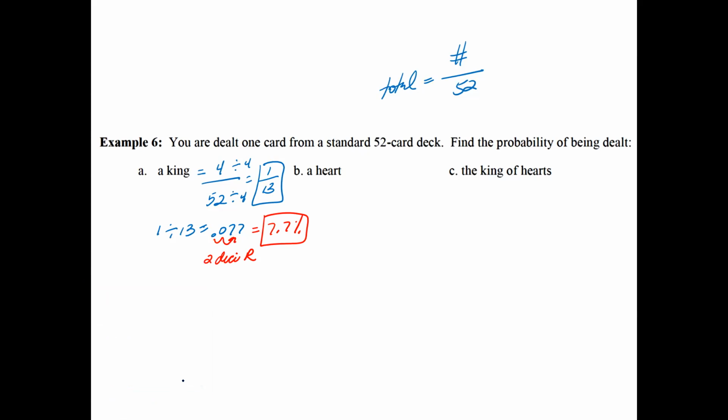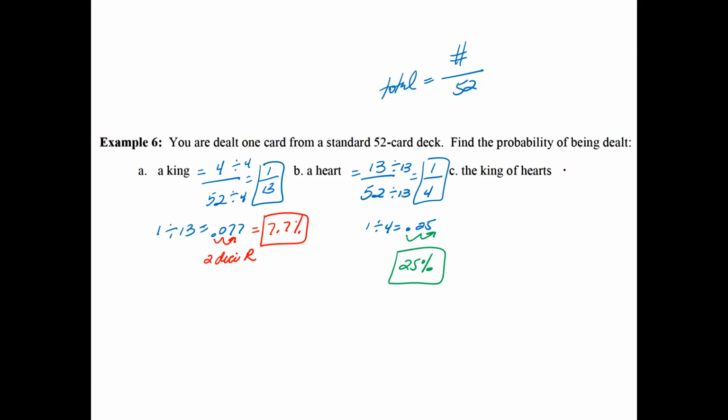What is the probability of getting a heart? Well, there are 13 hearts out of 52. I can reduce this if I divide the numerator and denominator by 13, which gives me 1 over 4. If you put this in percent, you do 1 divided by 4 on your calculator, which is 0.25. Then you convert this from a decimal to a percent, which results in a 25% chance of getting a heart in a deck of cards.